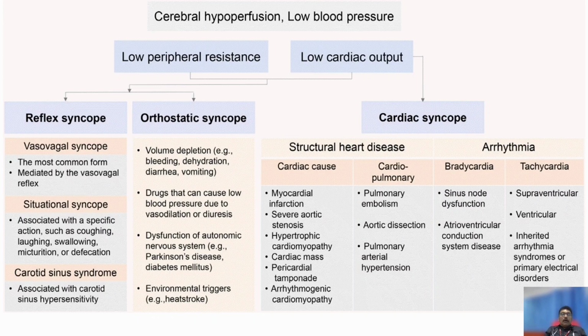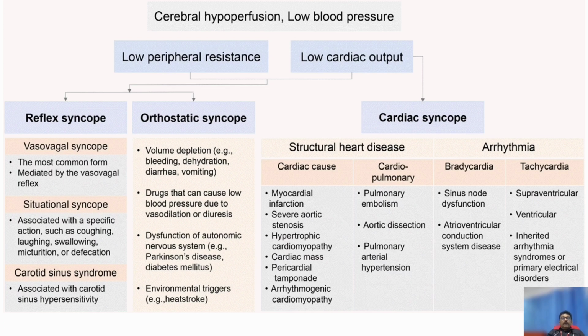Low cardiac output and low peripheral resistance together can produce orthostatic syncope or reflex syncope. Reflex syncope can be vasovagal syncope, or situational syncope like cough syncope, micturition syncope, swallowing syncope, defecation syncope, like that. Carotid sinus syndrome is another important condition where the patient unknowingly stimulates the carotid during shaving or while wearing a shirt, putting the button in the upper part of the chest. With all these things, you can slightly stimulate the carotid sinus and the patient develops a syncopal attack.